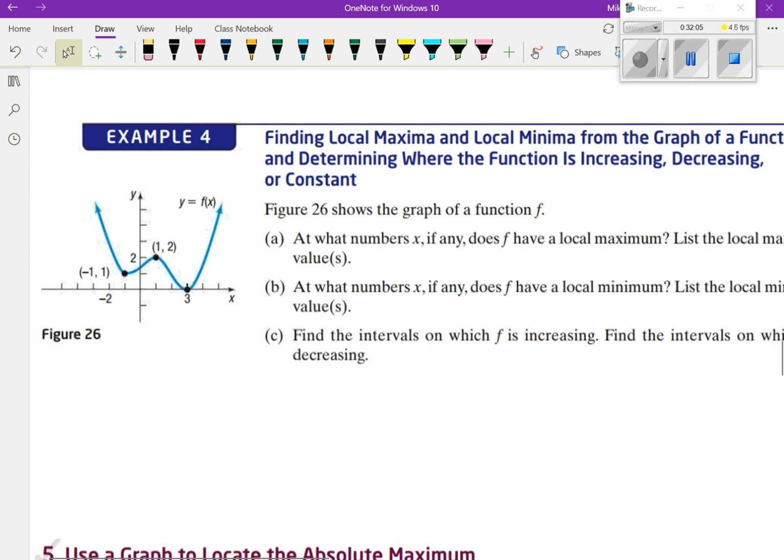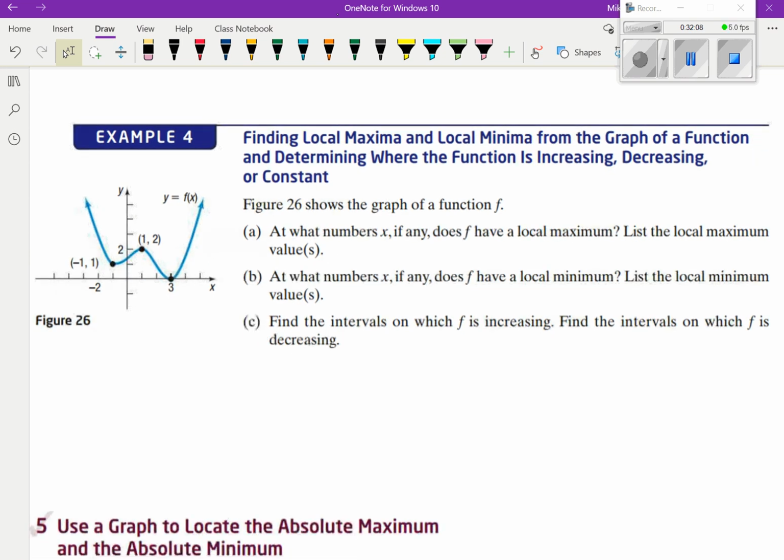So let's take a look at the graph here. Find local max and local mins from the graph of a function. Determine whether the function is increasing, decreasing, or constant. On letter A here, where, or at what numbers x, does f have a local maximum? Let's see where we have a local max.